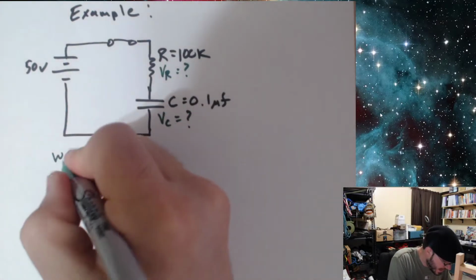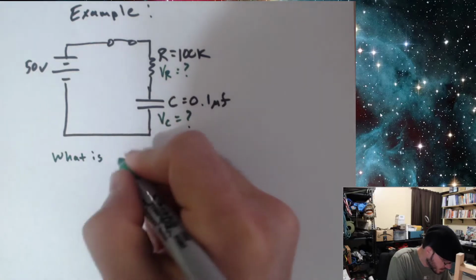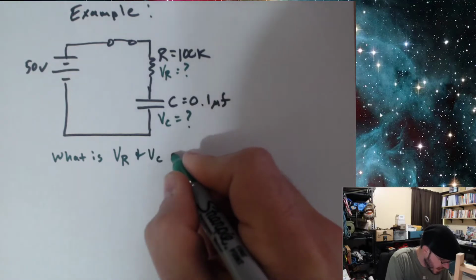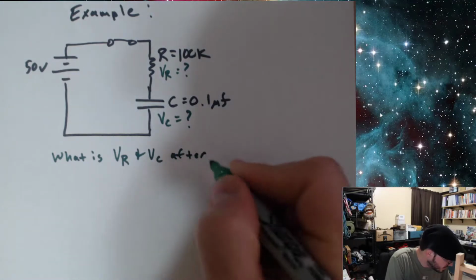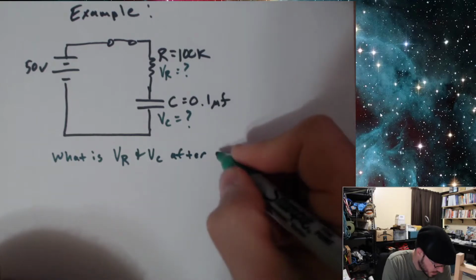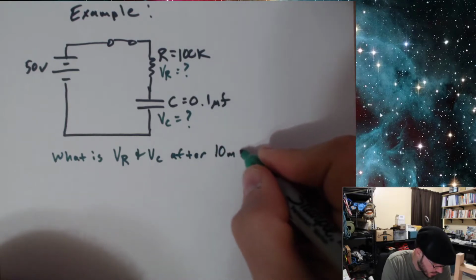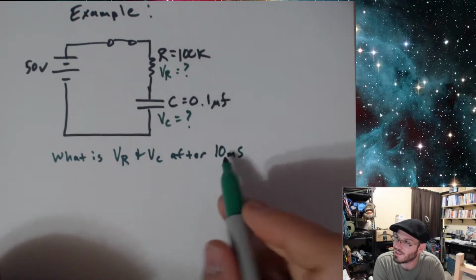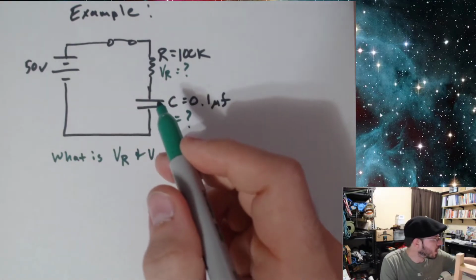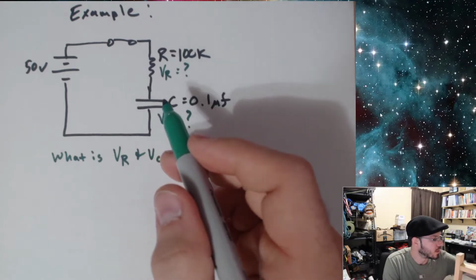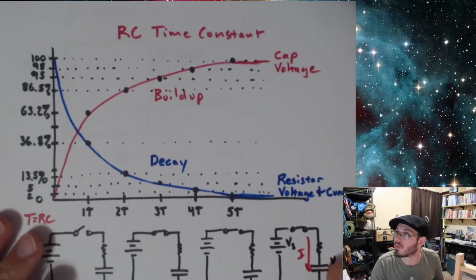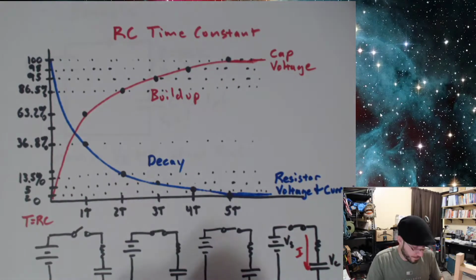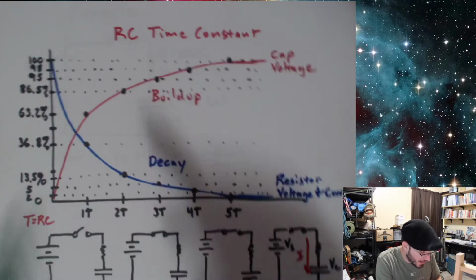Now, I need to give a question here. So what is V sub R and V sub C after 10 milliseconds? And I chose 10 milliseconds to be somewhere along this graph. So I've picked 10 milliseconds to be somewhere. I'm not sure where. But let's go ahead and figure that out.